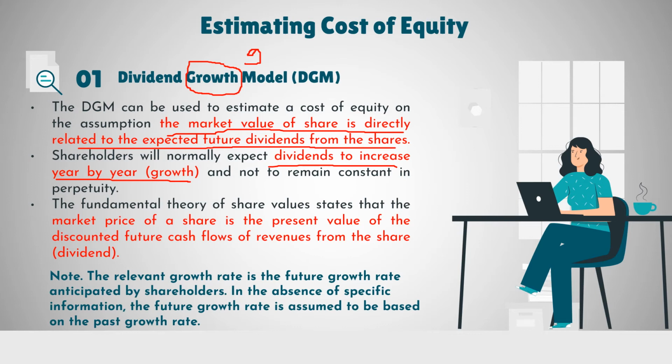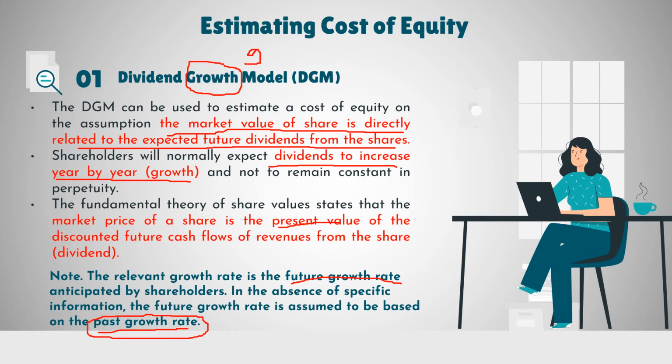So the fundamental theory of share value states that the market price of share is the present value of discounted future cash flow of revenues from the share dividend. So theory of share state yang kata market price of share, MV of share adalah PV, present value of discounted future cash flow of revenues from the share dividend. Note, the relevant growth rate is a future growth rate anticipated by shareholders. In the absence of specific information, the future growth rate is assumed to be based on the past growth rate. Kalau tak ada apa-apa sebarang information, the future growth rate ataupun relevant growth rate, dia akan assume to be based on the past growth rate.